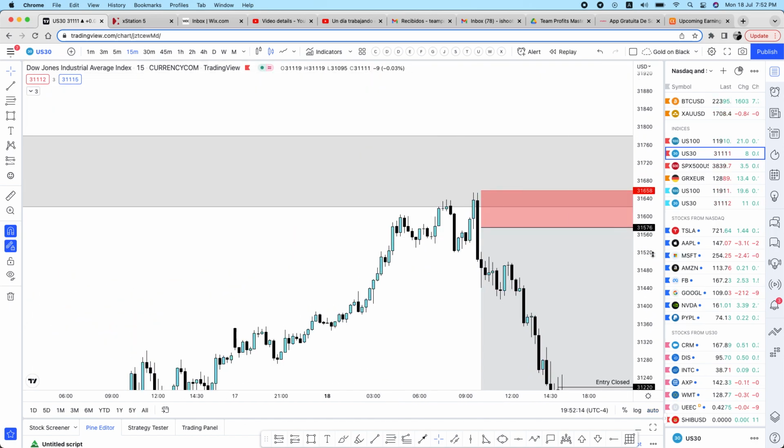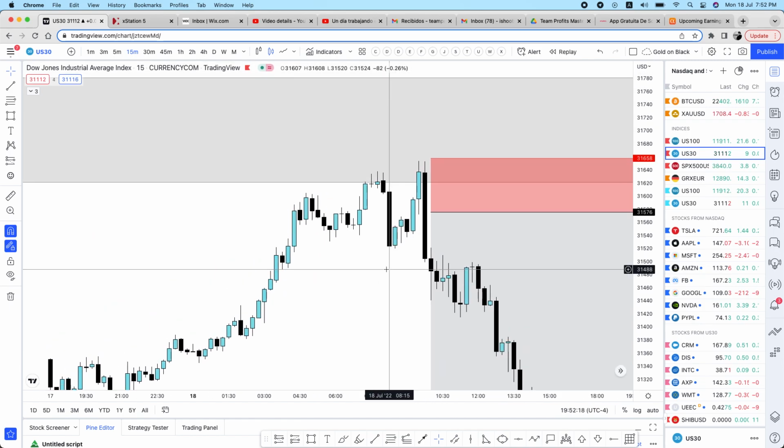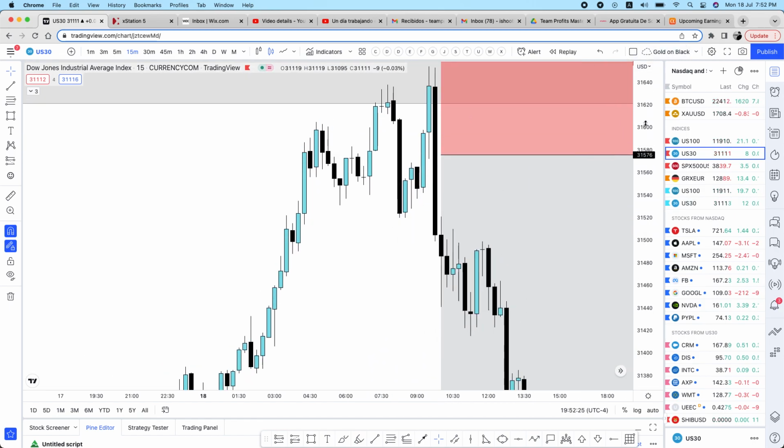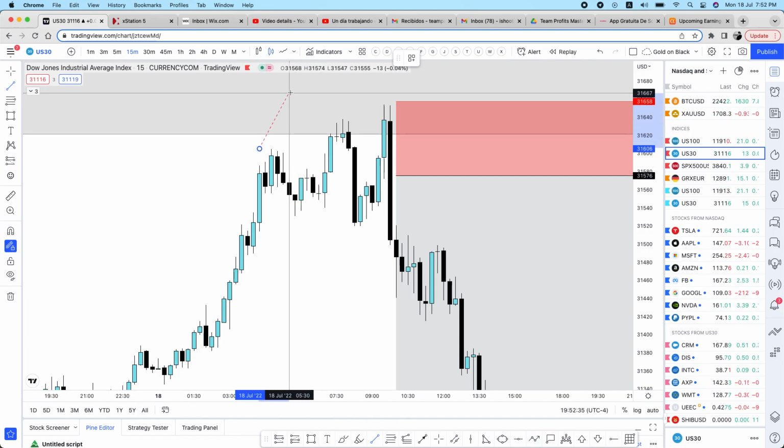However, we were able to capitalize. I know some of the students were stopped out. I was stopped out once as well in this one. I was spotting a few things, and I will show you in a few seconds just right here. I was seeing that the market was reaching the order block right there, right?